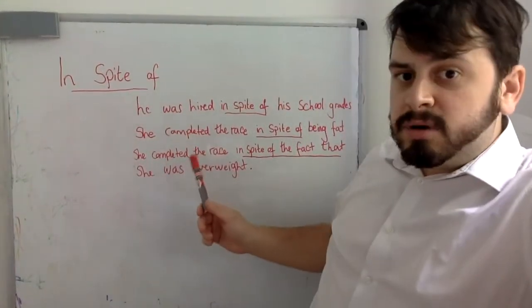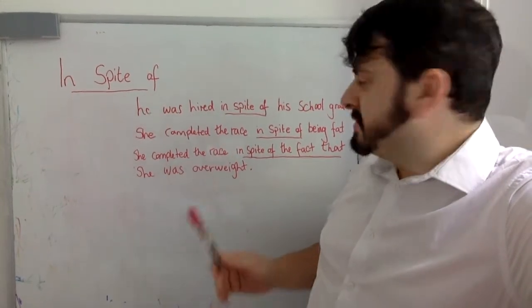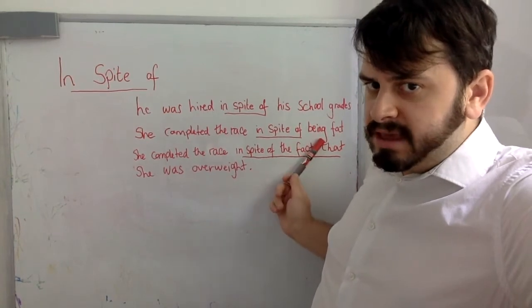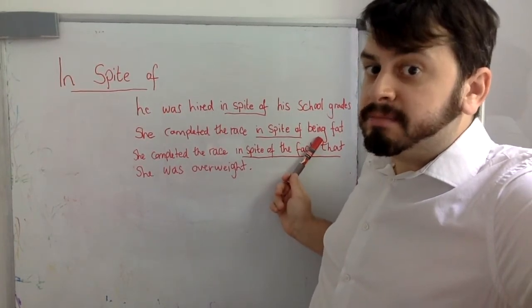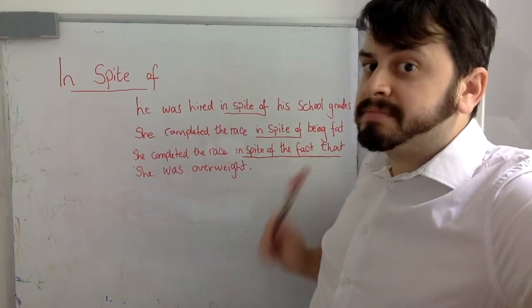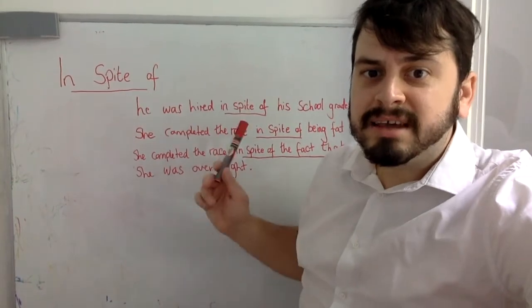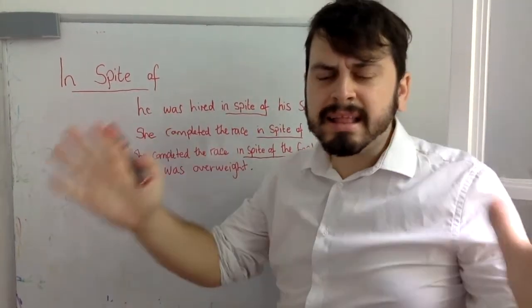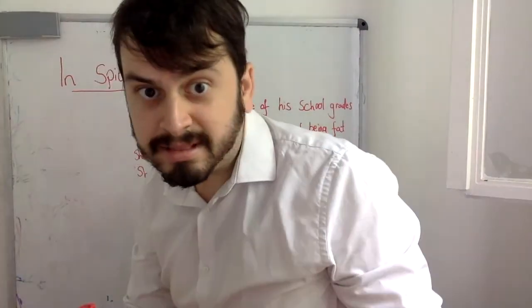Let's have a look at this one. She completed the race, she finished the race, in spite of being fat. So here you notice being. Being is a gerund. It is be with ing on the end. Kind of acts like a noun. So she completed the race in spite of being fat. Congratulations. Now, sometimes we can use in spite of.